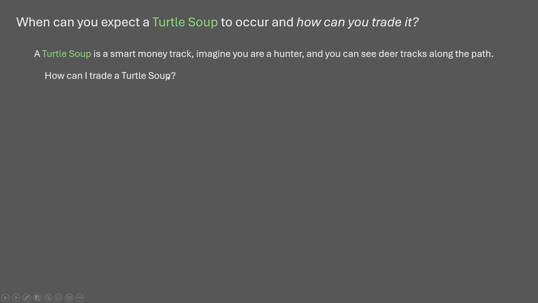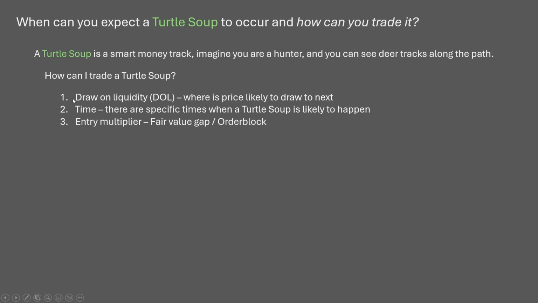How can I trade a turtle soup? You have to have three things to effectively trade a turtle soup, or to trade any move. You need to have your draw on liquidity. So where do you think that price is going to draw to? This can be in the form of old highs, old lows, inefficiencies, timed levels, or standard deviations, anything that you can think of, wherever you want price to go. In your mind, that's what you need, your draw on liquidity.